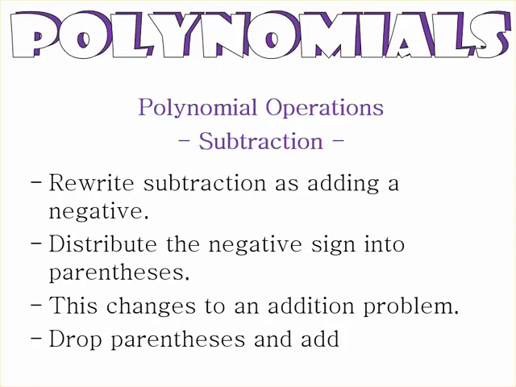This process can apply to subtracting larger polynomials. So again, we're going to start by rewriting all of our subtraction as adding a negative. Then we're going to distribute that negative sign into the parentheses. What we've done now is we've created an addition problem, just like we worked with in the last video. Now we can drop the parentheses and simply add.